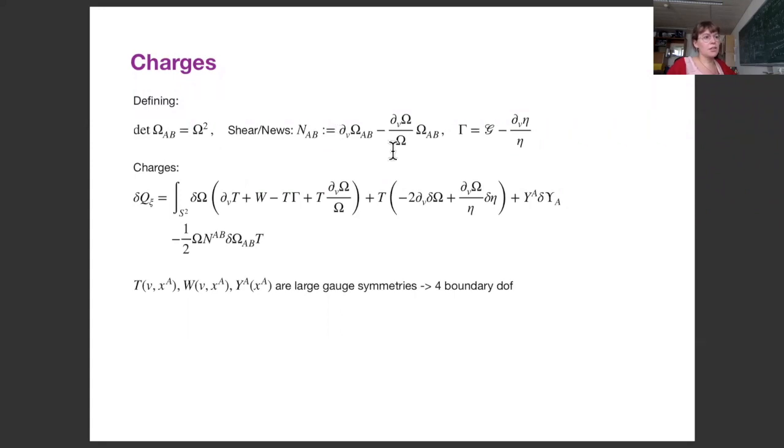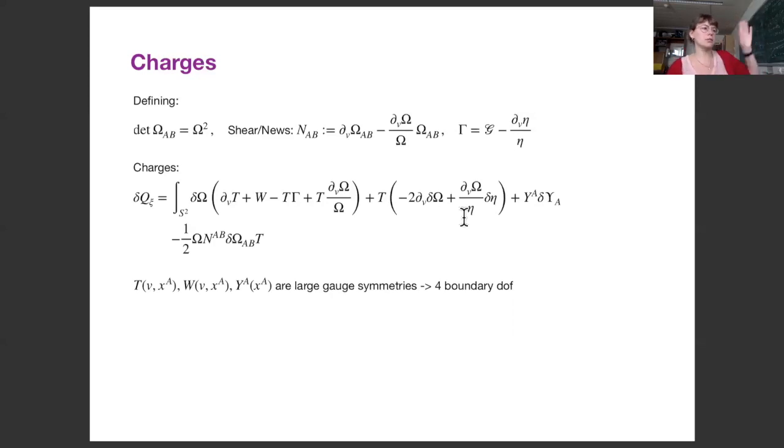And so the expansion of your null hypersurface will be d_v omega over omega. So this guy is really the shear of the null hypersurface. And I will justify why I call it news. And this gamma is related to the surface gravity when you take BTZ.